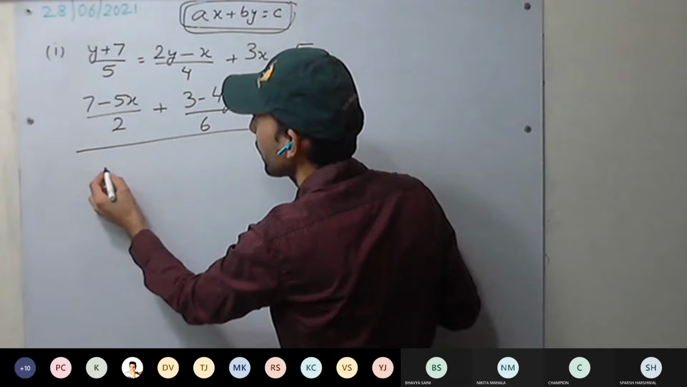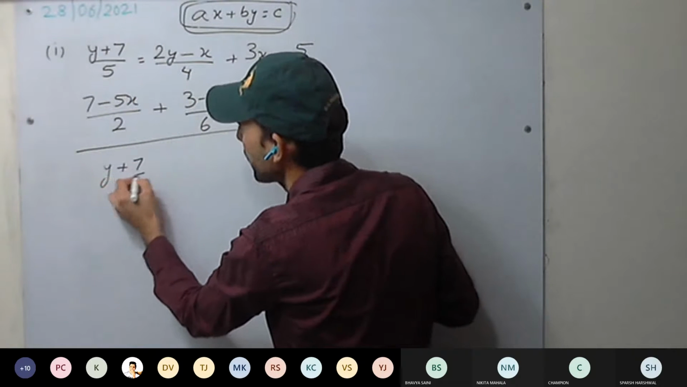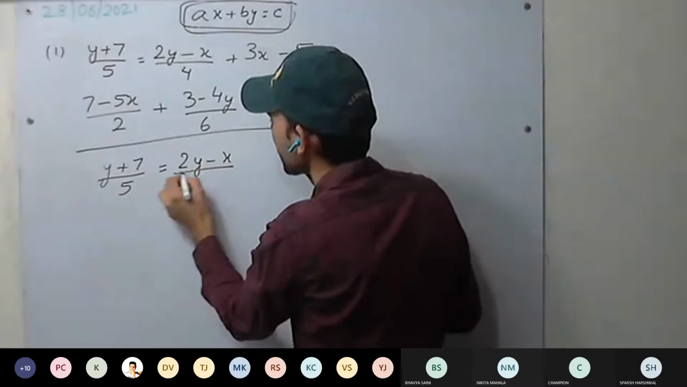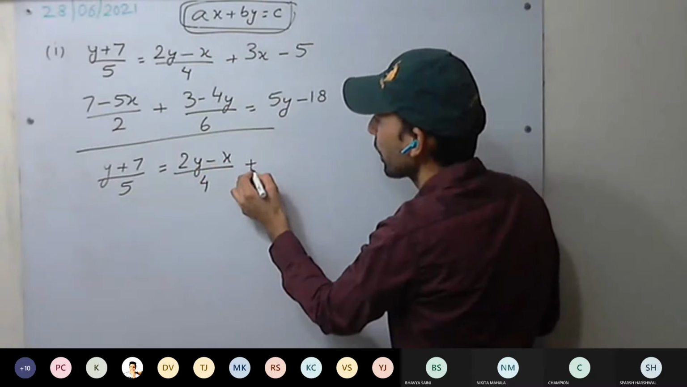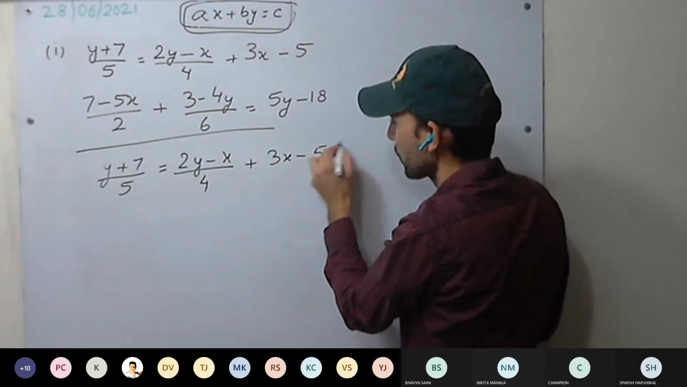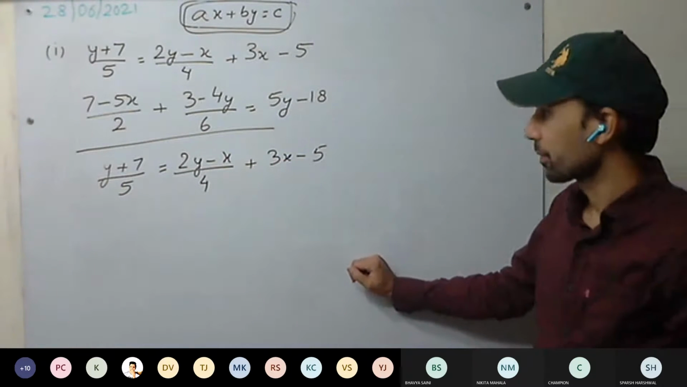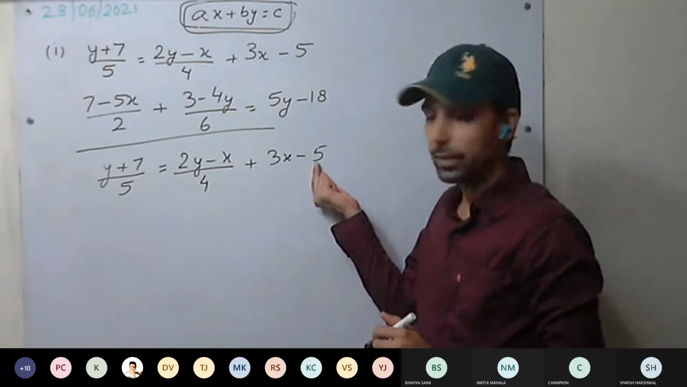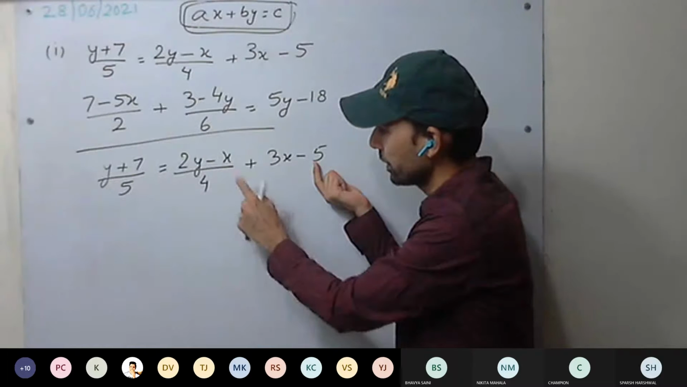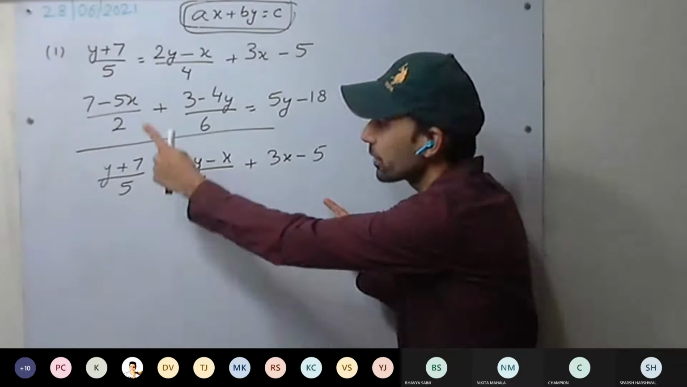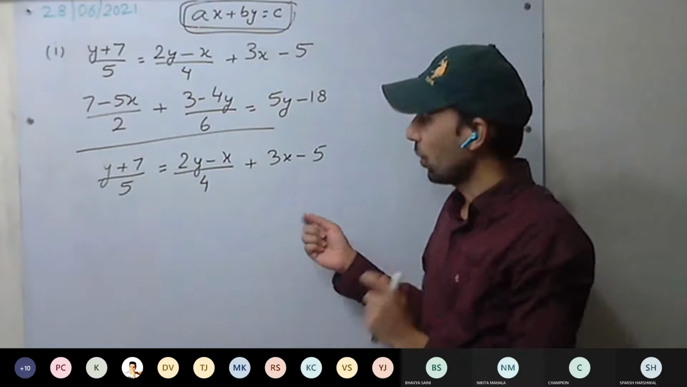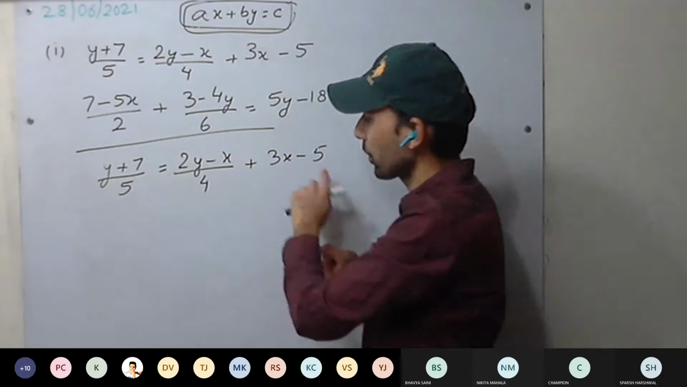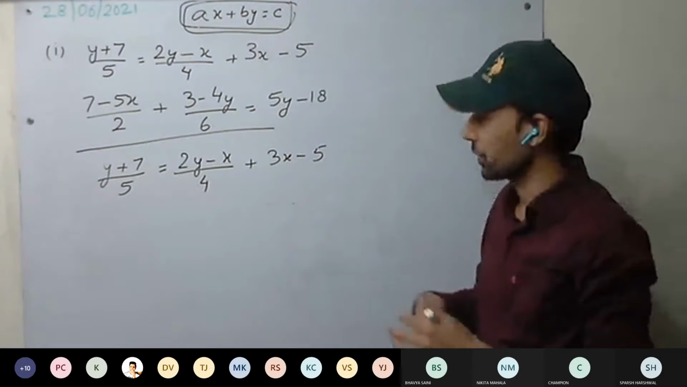Okay, so we have the equation (y plus 7) divided by 5 equal to (2y minus x) divided by 4 plus 3x minus 5. Now see here. One method is to take the LCM, 4, multiply these two and then cross multiply. Or you can take it to that side, then take the LCM. These ways you can do, that's up to you.